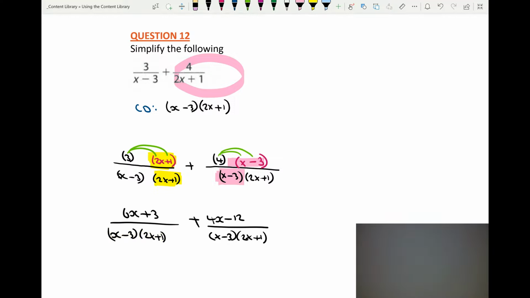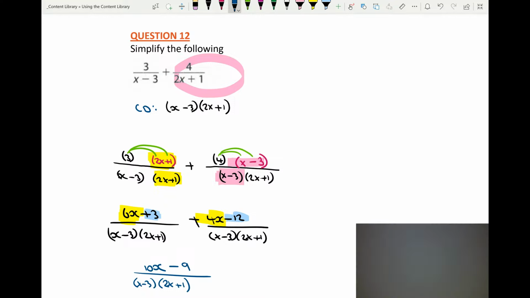But in order to get our full marks, though, we do have to tidy up the top of the fraction. We need to put the 6x and the 4x together. So 6x plus 4x makes 10x. And then I'm putting the positive 3 with the negative 12, and 3 take away 12 will give me minus 9. So 10x minus 9 over my common denominator. And that's your simplifying the fraction. Simplifying means write it in its simplest form, usually as a single fraction.